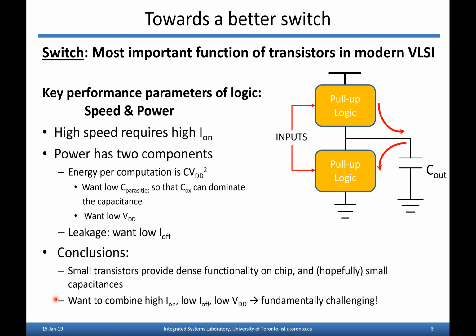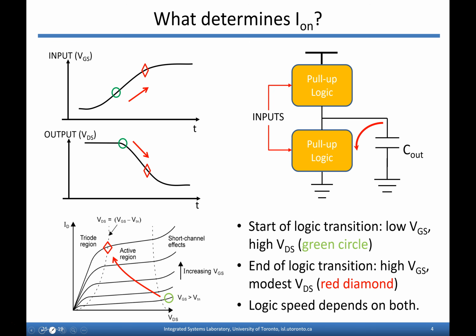What we really want to do is, in order to combine high speed and low power consumption, we want to combine in the switches the ability to have high on current, low off current, so low leakage, and low VDD to lower the power. But we're going to see how all these are related in a way that makes it fundamentally challenging to combine all those at the same time. So we'll start considering each one in turn.